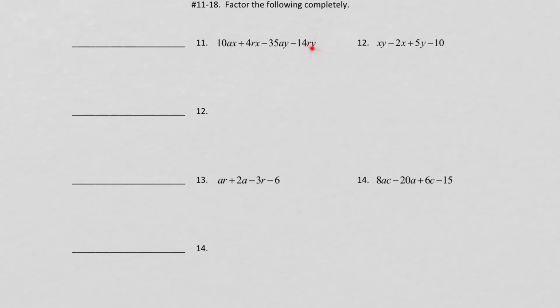Okay, here I have four terms. So I'm going to group these first two together as if they're a separate problem. And it looks like I can take out a 2x. And so that's going to leave behind a 5a plus 2r. That's because if I multiply this back in, I get 10ax. Multiply by there, I get 4rx.